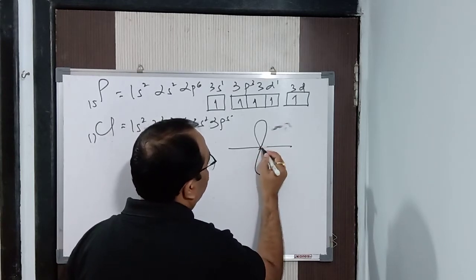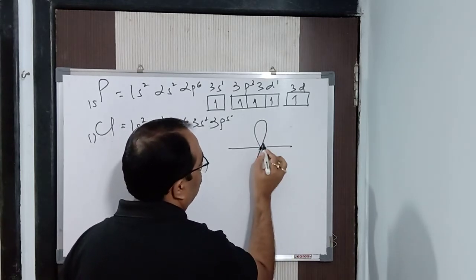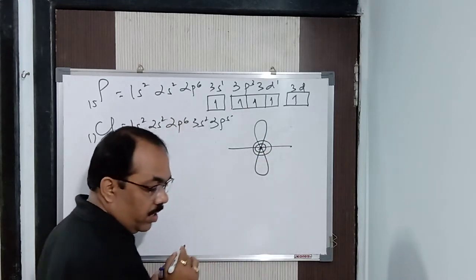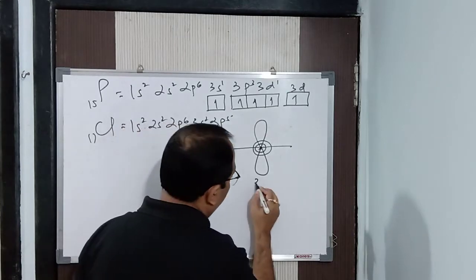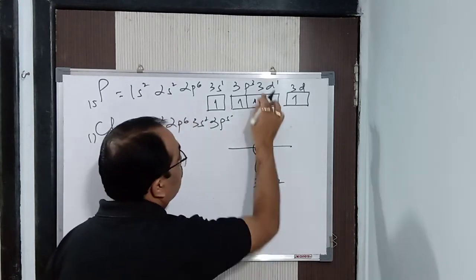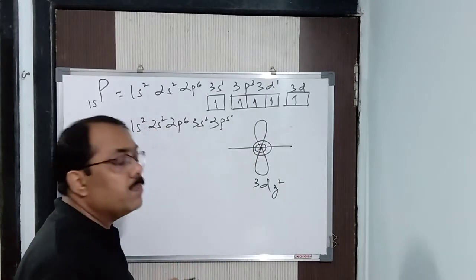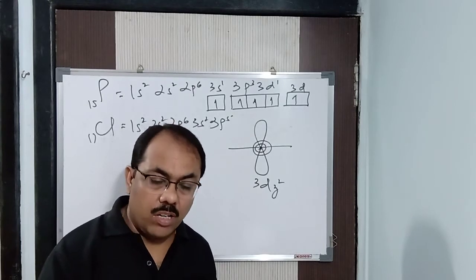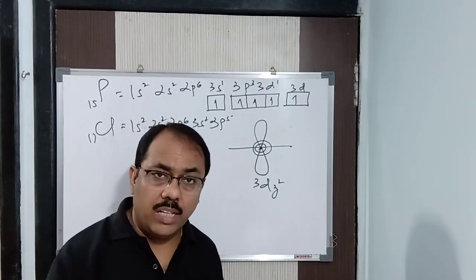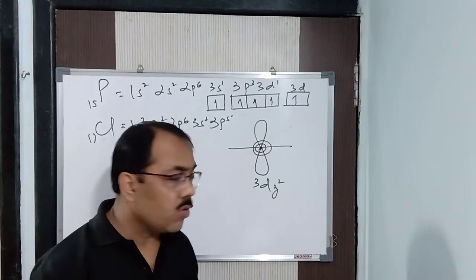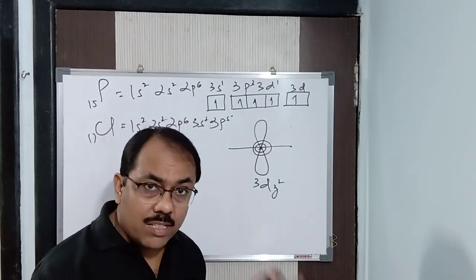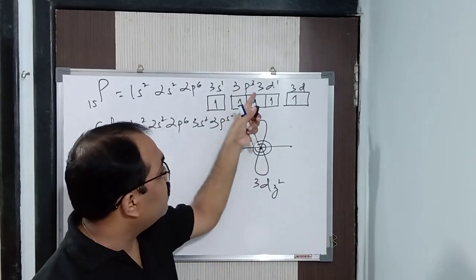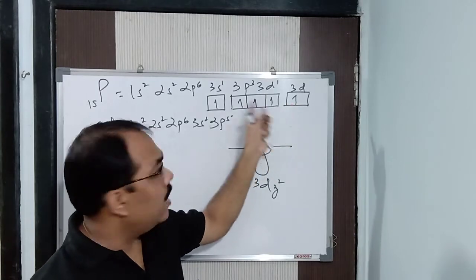Sorry, I am drawing this. 3d z square is involved in hybridization here. You represent it in this way. You know that, 3d z square. It is involved in hybridization. Which particular orbital of the 3d subshell participates in hybridization? We have 5 orbitals: dxy, dyz, dxz, dx square y square, dz square. So which one? This one. Why? The reason is that this particular orbital has almost similar energy to 3px, 3py, 3pz as well as 3s.